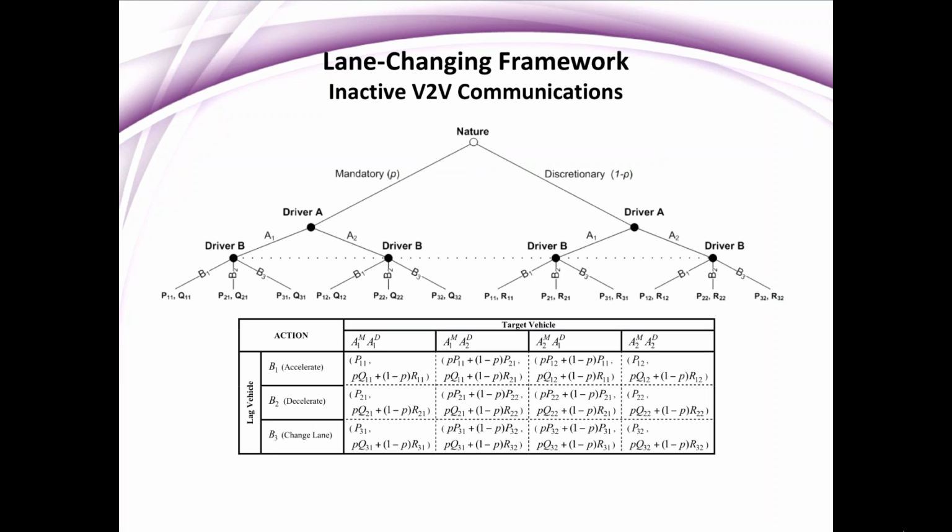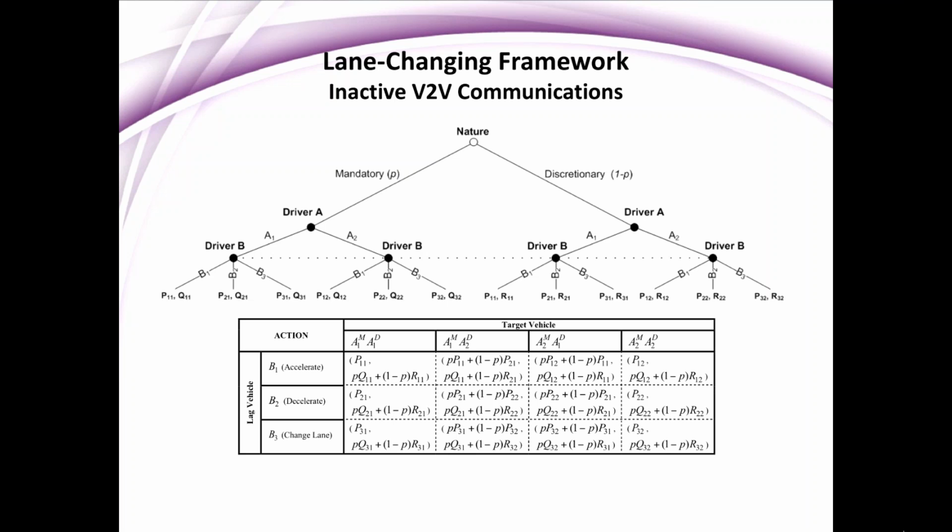What happens is nature starts the game, and with probability P, the game will be mandatory. With probability 1 minus P, the game will be discretionary. So this P, you can observe the data and come up with the portion of the mandatory versus the discretionary lane changings. You can make it driver specific, or you can make it driver and situation specific. Well, in this study, we just looked at the data. As I said, this is already a very complicated issue. We wanted to go as simple as possible to see if this approach is effective at all or not.